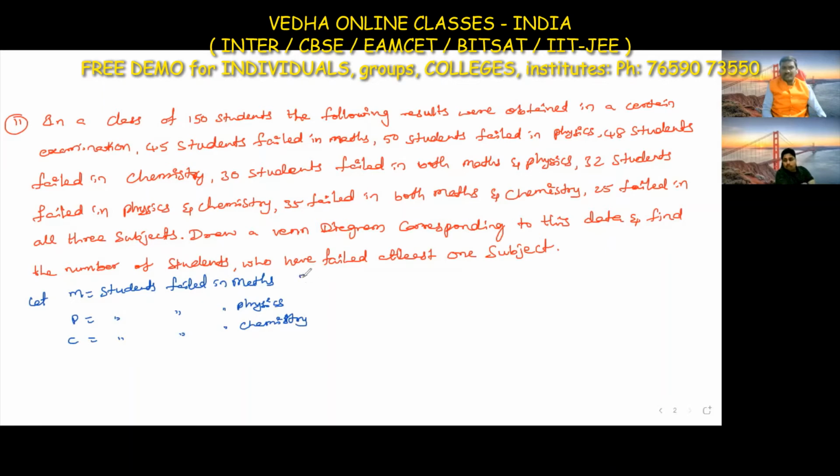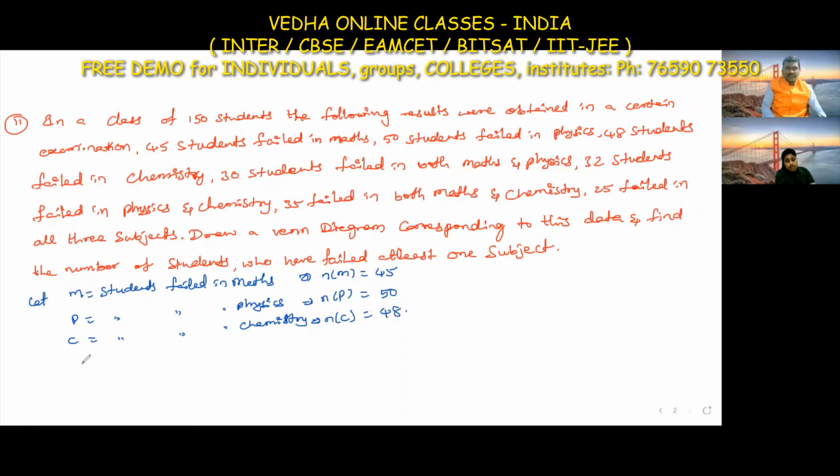So then, the number of students failed in math. How many students failed in math? 45 students failed in math. And how many students failed in physics? 50 students failed in physics. And how many students failed in chemistry? Chemistry is 48.